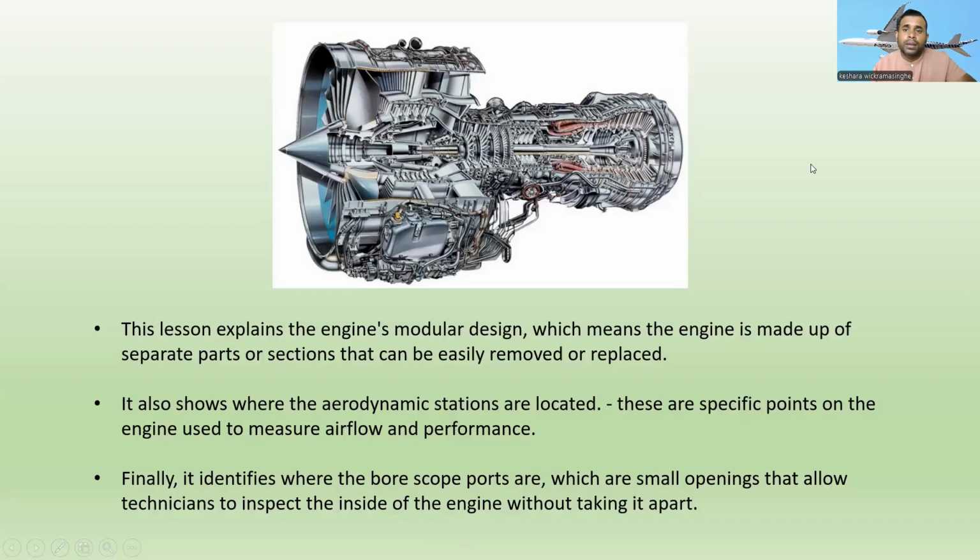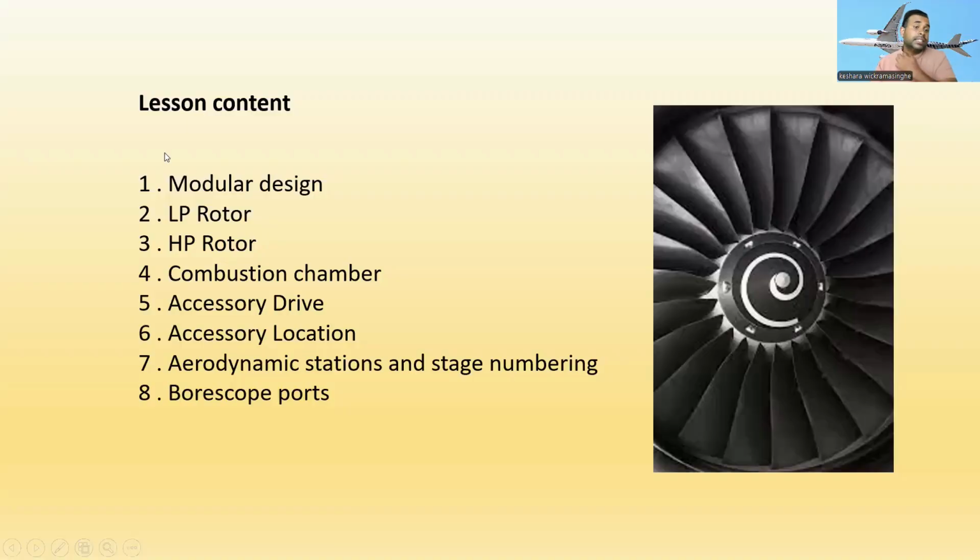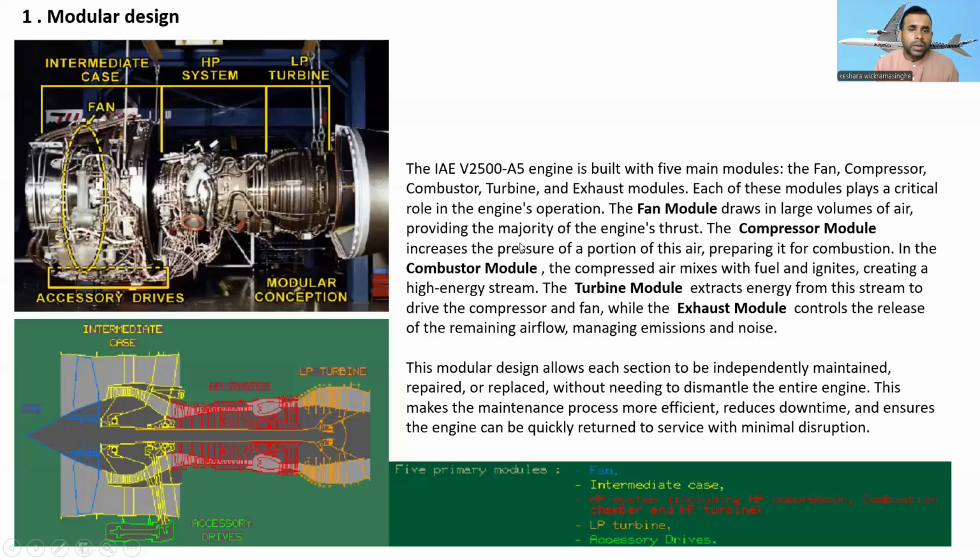Now the lesson content: number one, modular design, and then the low pressure rotor, high pressure rotor, combustion chamber, accessory drive, accessory locations, aerodynamic stations and stage numbering, and Borescope ports. Let's go to the first one, modular design.